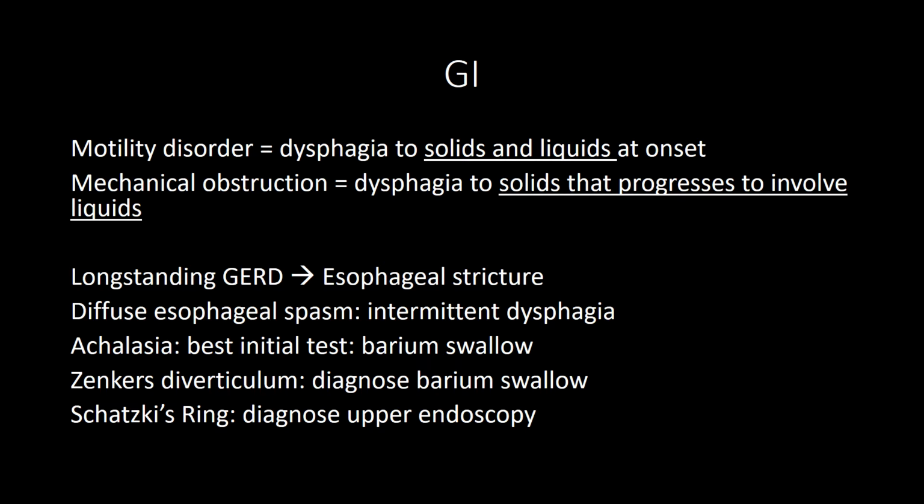Schatzki's ring is often found in patients with impacted food boluses. The ring of muscular tissue in the esophagus causes the dysphagia. You diagnose Schatzki's ring with an upper endoscopy, and it's common for these patients to have concomitant hiatal hernias.